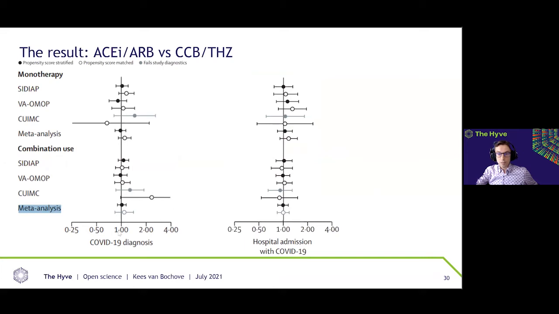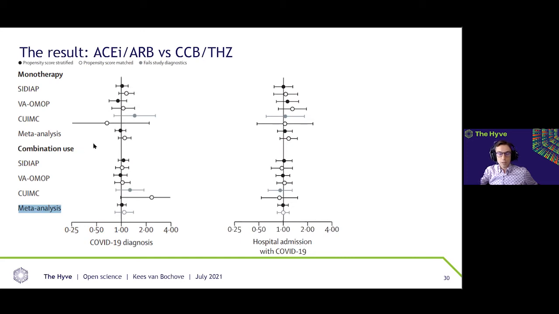And here's the end result. The cardiologists and the doctors, they can, let's say, breathe with relief here, because it turns out that if we look at the hazard ratio estimates that we eventually came up with, a lot of them are around 1, meaning that the data supports the hypothesis that there isn't really a difference in those outcomes if we compare against these drug classes.